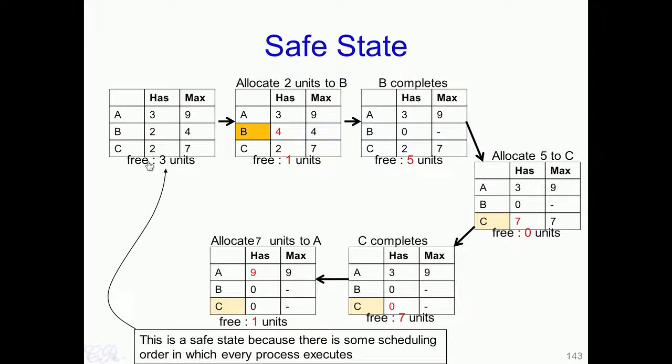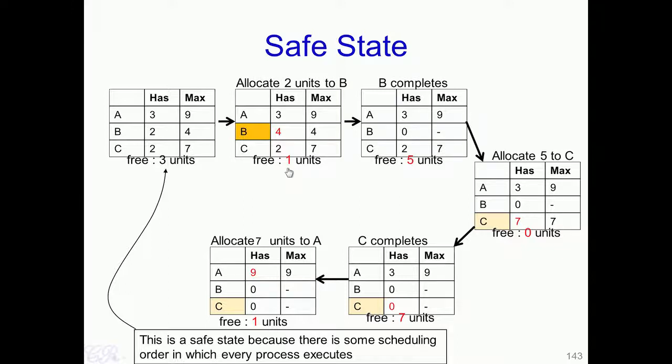So, the problem we are trying to solve here is whether these maximum allocations of 9, 4 and 7 can be made to A, B and C in such a way that the state is safe. So, let us say we start with 2 units being allocated to B. We have 3 units in the free store. Out of these 3 units, 2 are allocated to B, therefore, B now has 2 plus 2, that is 4 units, and the free store now has 3 minus 2, that is 1 unit free.